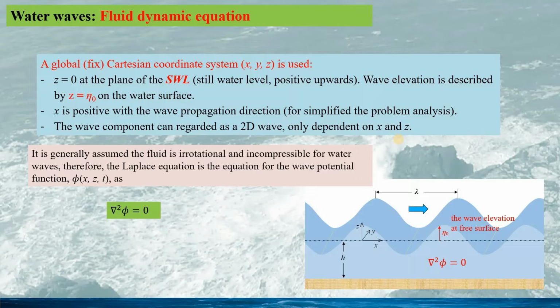Generally, we can assume the fluid is irrotational and incompressible for water wave. Therefore, the Laplace equation is the equation for wave potential function phi x z t, given by this Laplace equation.